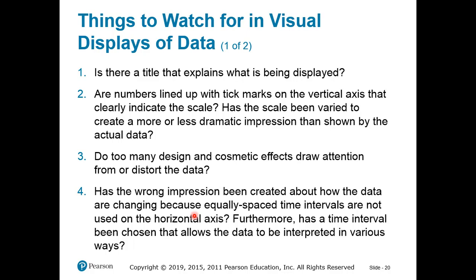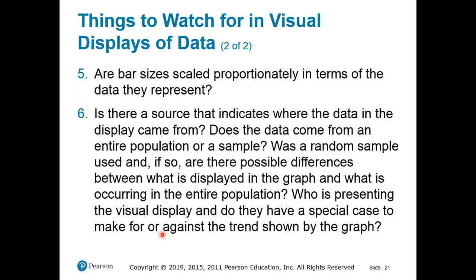You always want to use the same time increment, because if there are different time increments, you can definitely distort and send the wrong message to your readers. Furthermore, has a time interval been chosen that allows the data to be interpreted in various ways? So is it confusing to the reader what is being shown? Is there more than one way to interpret the data based on your graph? So it brings ambiguity into the interpretation.